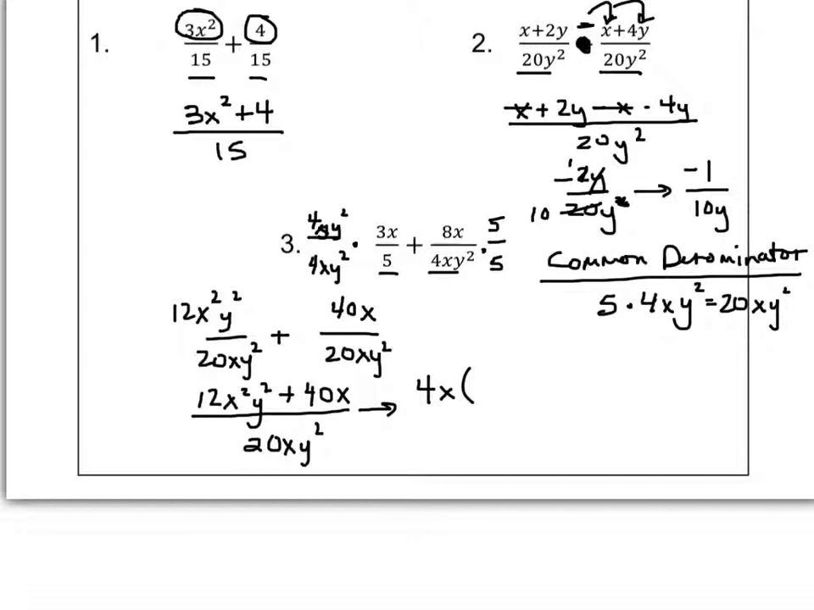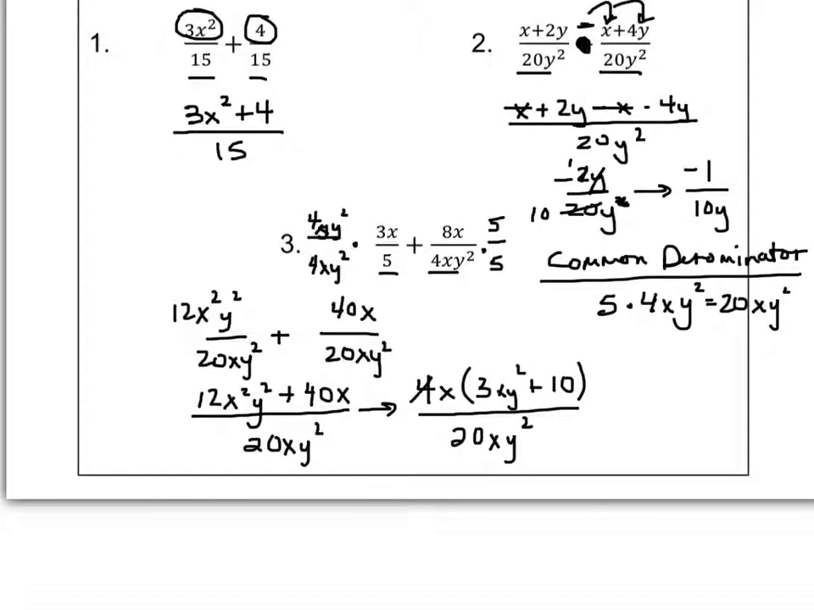What's left here is I had 12 divided by 4 is 3. I had 2 x's. I'm taking 1 away. I still have 1 left over. I had 2 y's. I didn't take any away. I still got them. Plus 40 divided by 4 is 10. I had an x. I took it away. And I'm going to divide this now by 20xy squared.